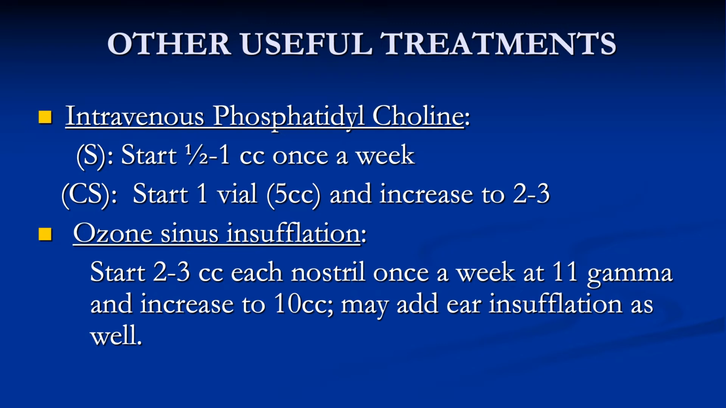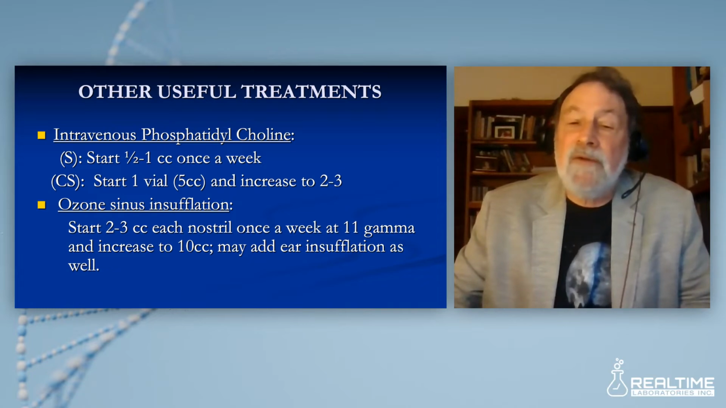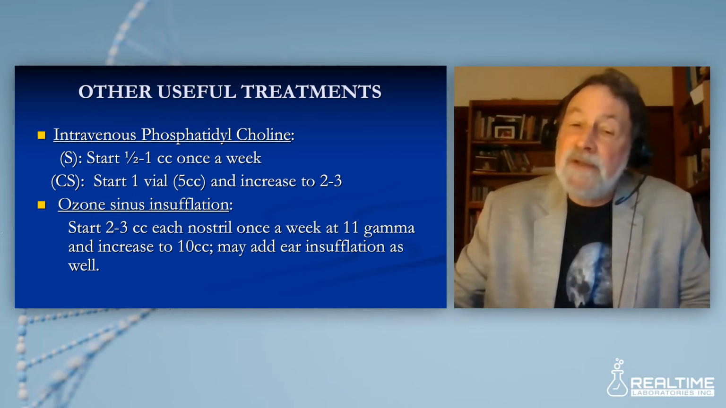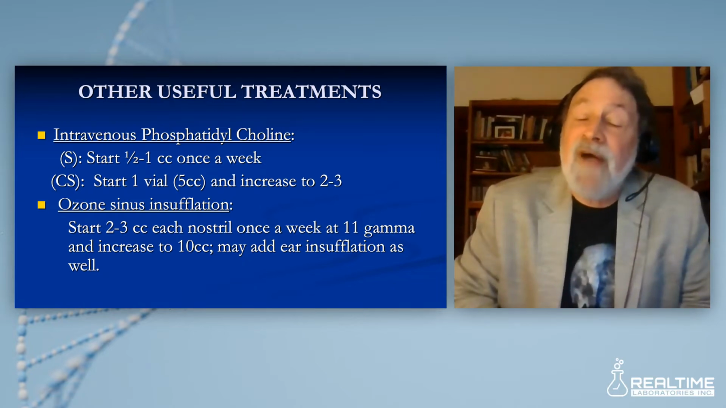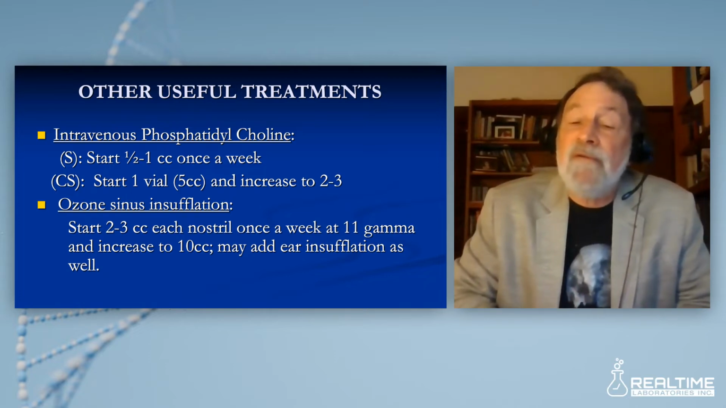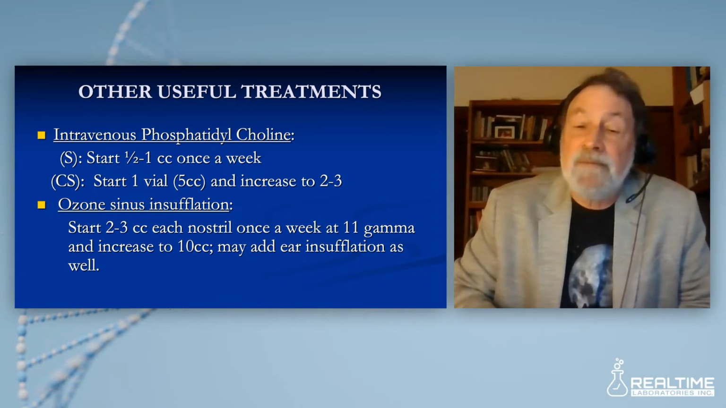Other useful treatments, intravenous phosphatidylcholine. I love intravenous phosphatidylcholine. Yes, you can use oral phosphatidylcholine, which does have a role, but the effect of the oral is a drop in the bucket compared to the intravenous. With sensitive patients, start with very tiny doses, 0.5 to 1 cc once a week, and slowly bump that up. With constitutionally strong patients, I'll start with 1 vial, which is 5 cc's or 250 milligrams, and slowly increase to 2 to 3 vials, often once a week.